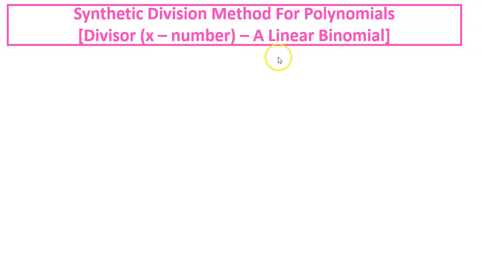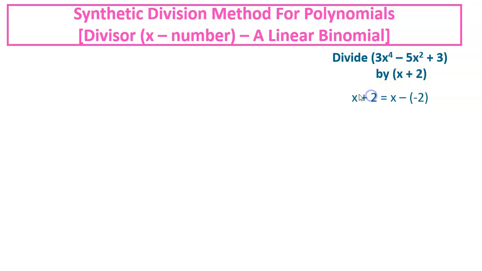Okay? So first of all, let us see what has to be divided by what. Divide 3x to the power of 4 minus 5x squared plus 3 by x plus 2. But over here we are seeing that the divisor will be a linear binomial. It is a linear binomial, but it should be of the form x minus some number, whereas the divisor in our case is x plus some number. So we have to write this x plus 2 in this form.